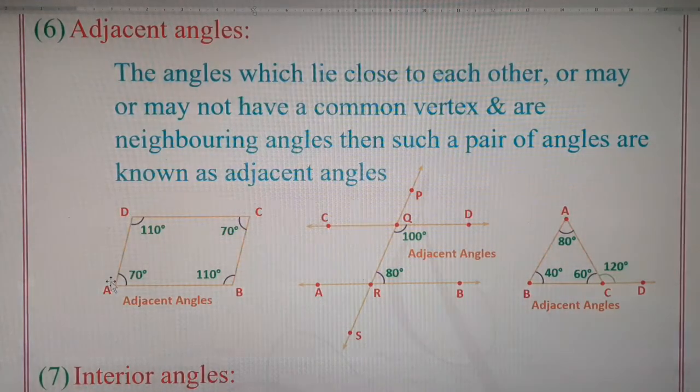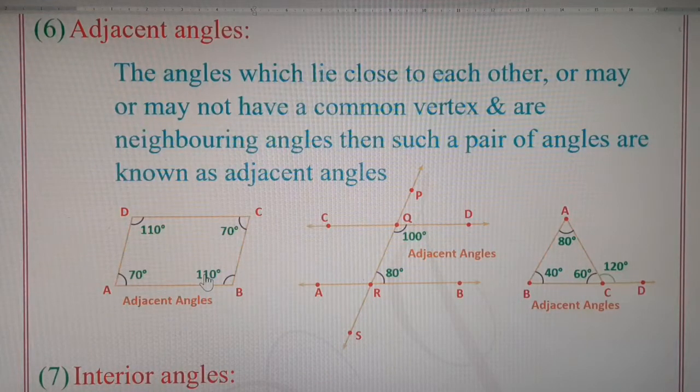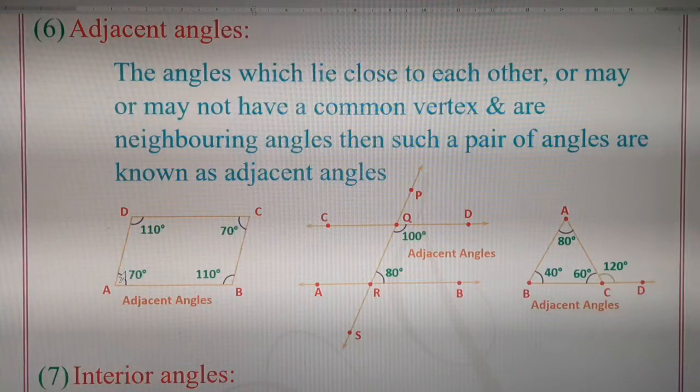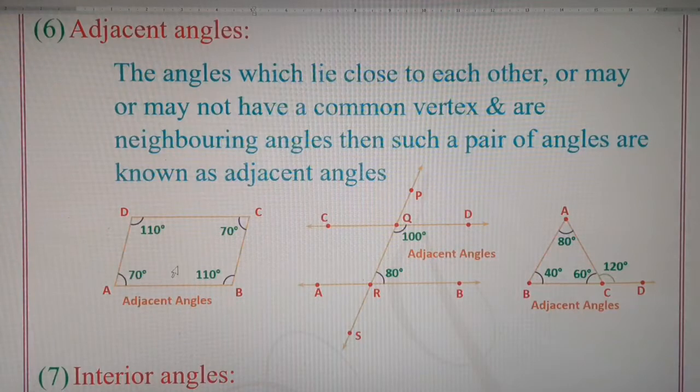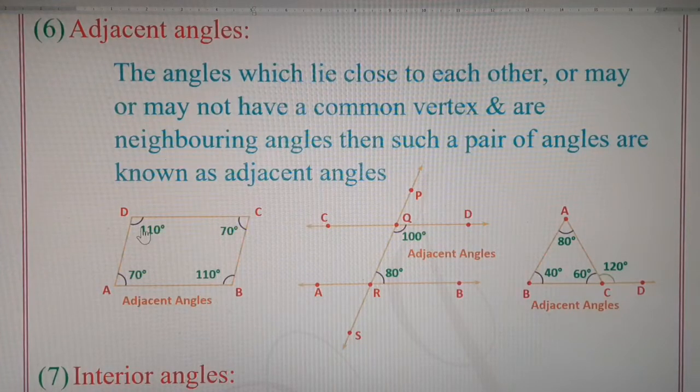And we have to remember, in a parallelogram, adjacent angles are supplementary. That means the sum total of their measures will be 180 degrees. In a parallelogram, adjacent angles are supplementary, while opposite angles are congruent angles. So here angle A and angle C will be congruent angles. They will have the same measurement, 70 degrees, 70 degrees. Similarly, angle B and angle D will be congruent angles because they are opposite angles. And in a parallelogram, opposite angles are of the same measurement and they are congruent angles.